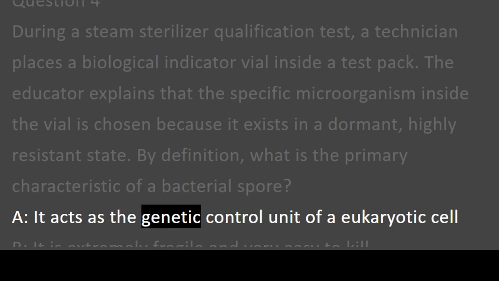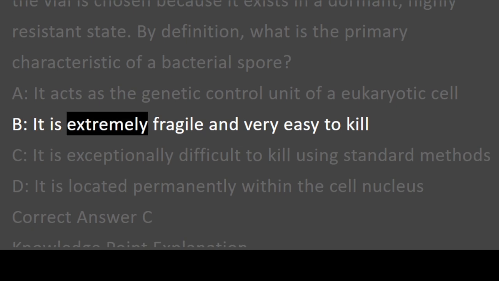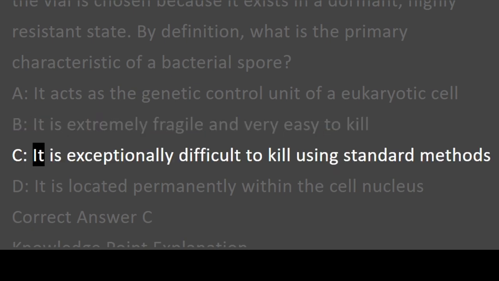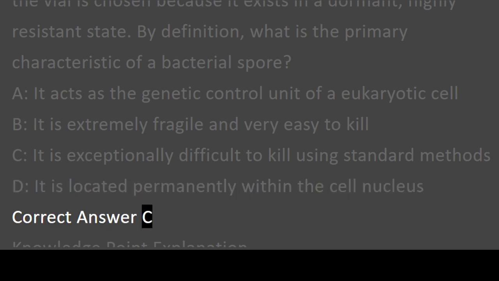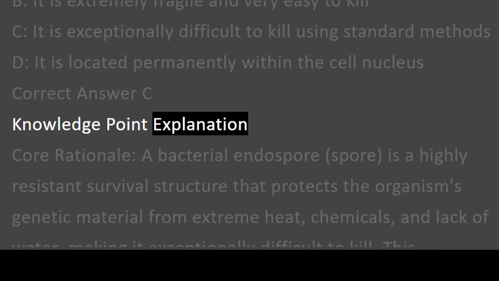A. It acts as the genetic control unit of a eukaryotic cell. B. It is extremely fragile and very easy to kill. C. It is exceptionally difficult to kill using standard methods. D. It is located permanently within the cell nucleus. Correct answer C.